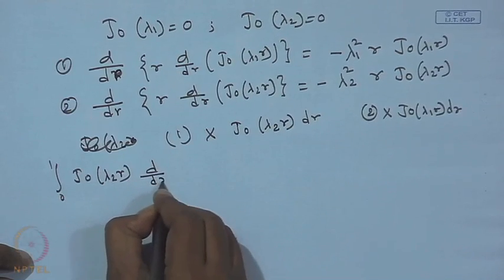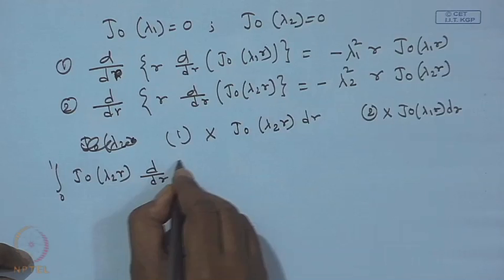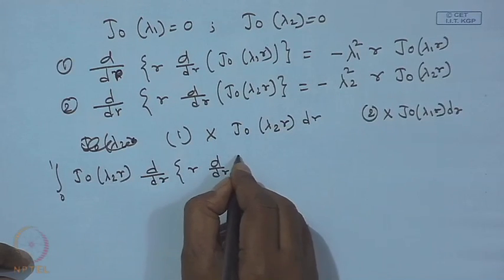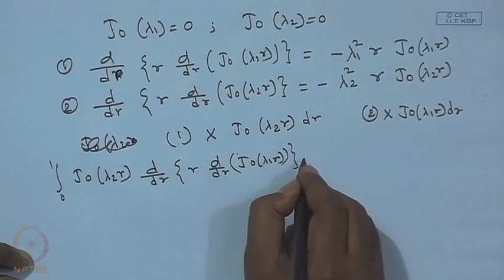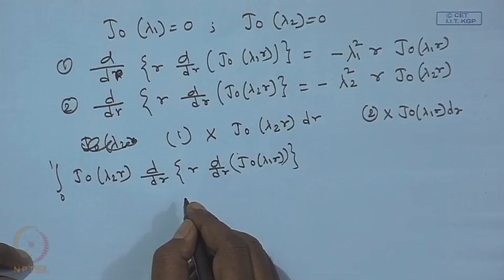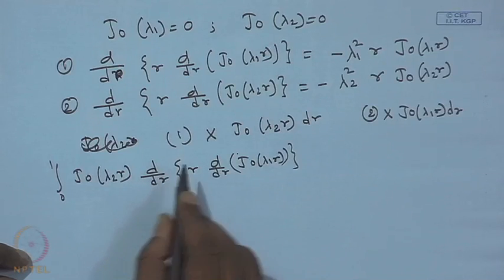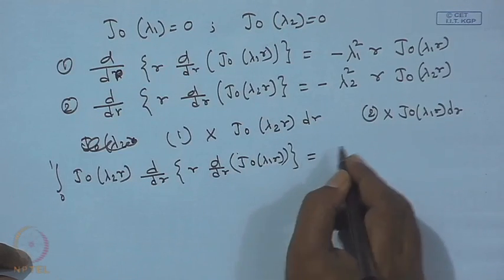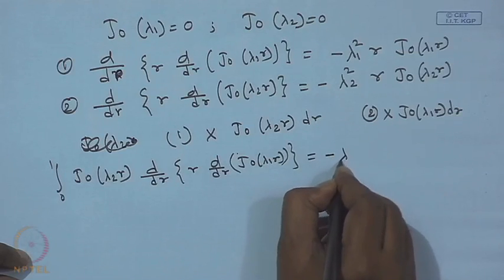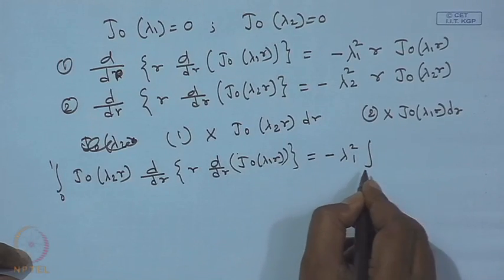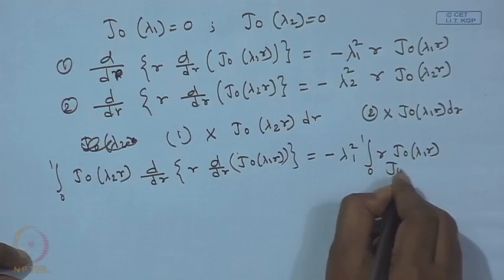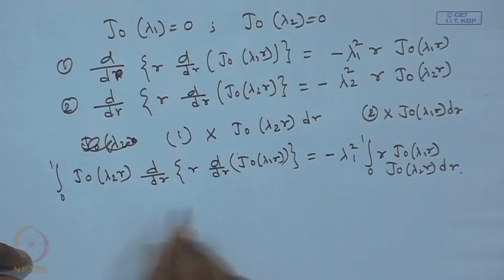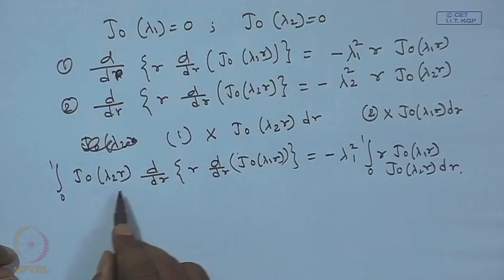So, d dr of r d dr of J 0 lambda 1 r minus... okay, just before subtracting we do it separately, then it will be simpler for you. So, this becomes minus lambda 1 square, because lambda 1 is constant, it is taken out of the integral. So, it becomes r J 0 lambda 1 r J 0 lambda 2 r dr. Okay. So, we just see what you get out of this.